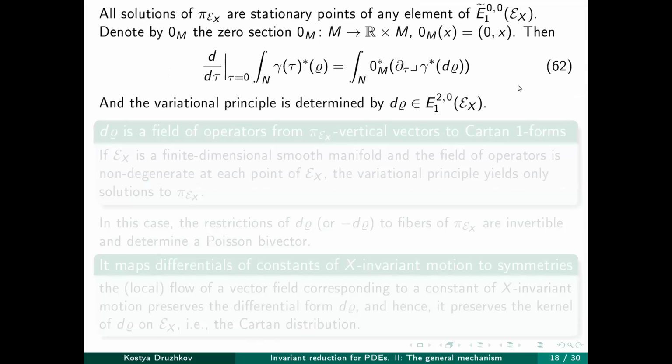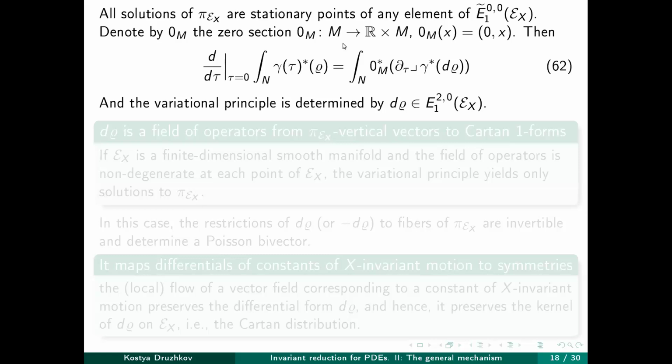It's important to note that all solutions are stationary points of any element. So all solutions satisfy this variational principle. We know it for sure. And there may be some other solutions that satisfy this variational principle. So let's discuss this situation.